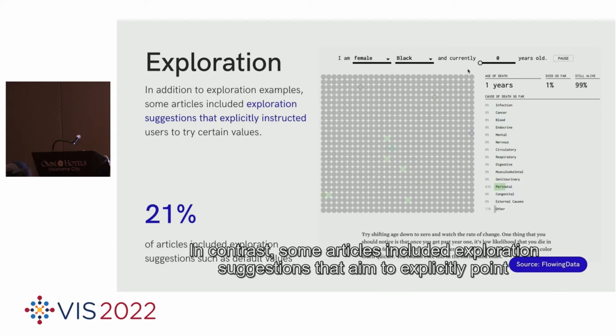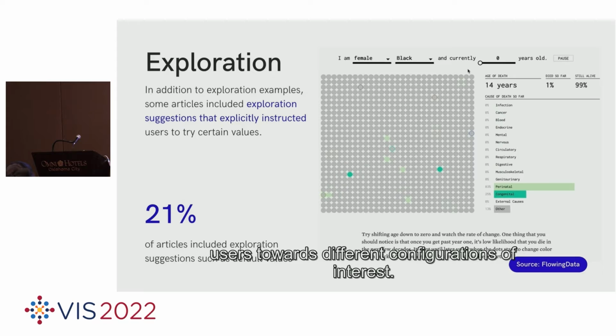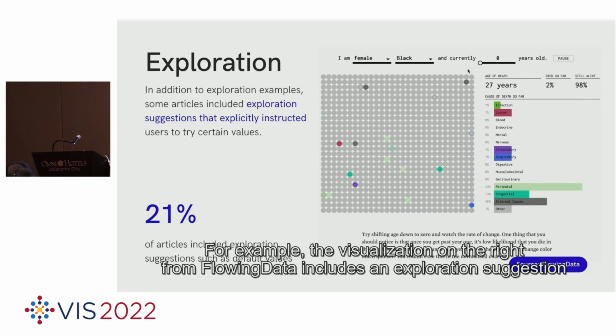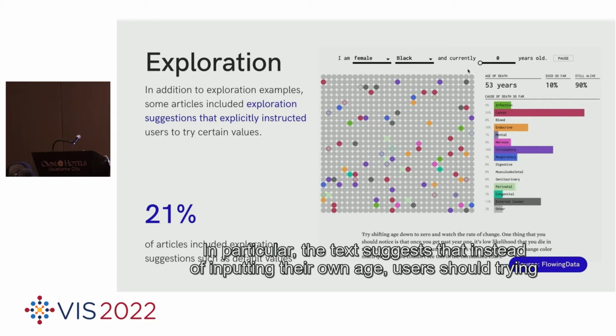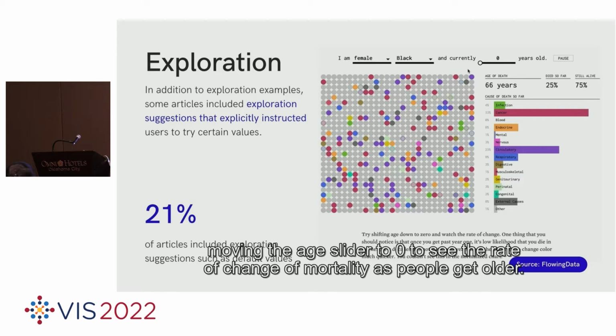In contrast, some articles included exploration suggestions that aim to explicitly point users towards different configurations of interest. For example, the visualization on the right from Flowing Data includes an exploration suggestion in the text following the visualization. In particular, the text suggests that instead of inputting their own age, users should try moving this age slider to 0 to see the rate of change in mortality as people get older.